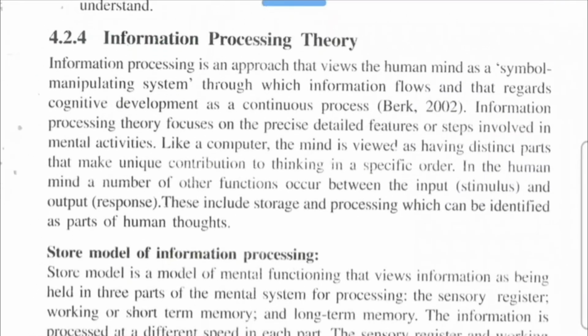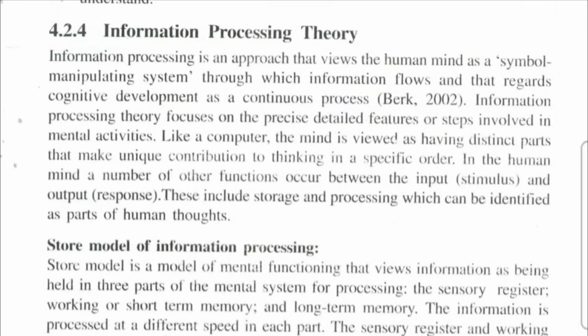4.4 Information Processing Theory. Information processing is an approach that views the human mind as a symbol manipulating system through which information flows. It regards cognitive development as a continuous process. Burke, 2002. Information processing theory focuses on the precise, detailed features or steps involved in mental activities. Like a computer, the mind is viewed as having distinct parts that make unique contributions to thinking in a specific order. In the human mind, a number of functions occur between the input, stimulus, and the output, response. These include storage and processing, which can be identified as parts of human thought.